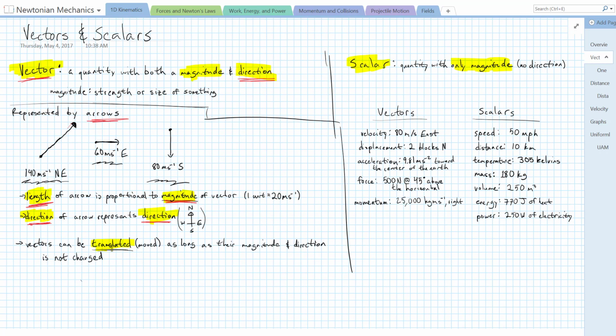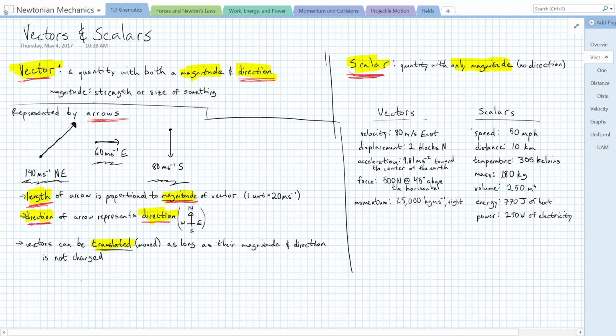So vector is this new quantity. The other type of quantity is the traditional quantity that you're used to. It's called a scalar, S-C-A-L-A-R. And scalars have only magnitude. They do not point in a particular direction. So you can't point your finger in the direction that the scalar is pointing.